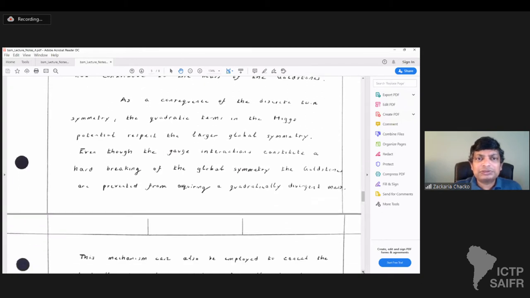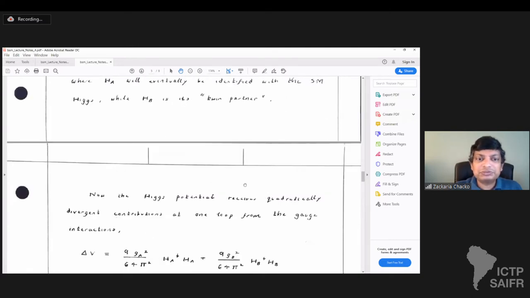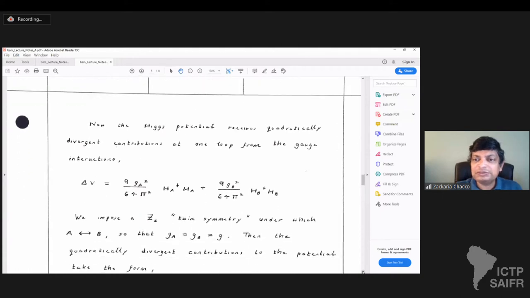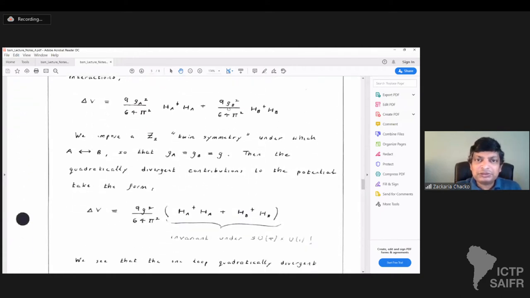Okay. So what's going on here? This is different from the collective symmetry breaking we studied earlier. What's going on here is that as a consequence of this discrete twin symmetry, the quadratic terms in the Higgs potential respect the larger global symmetry. And it's happening because of this twin symmetry, because I equated GA and GB. That was a consequence of this A to B interchange symmetry. Once they're equal, then this falls into this nice form.